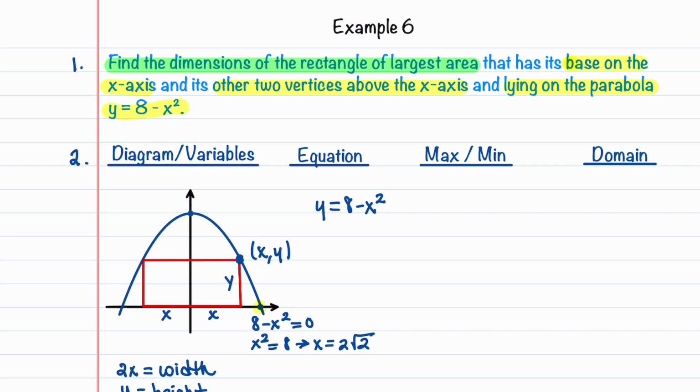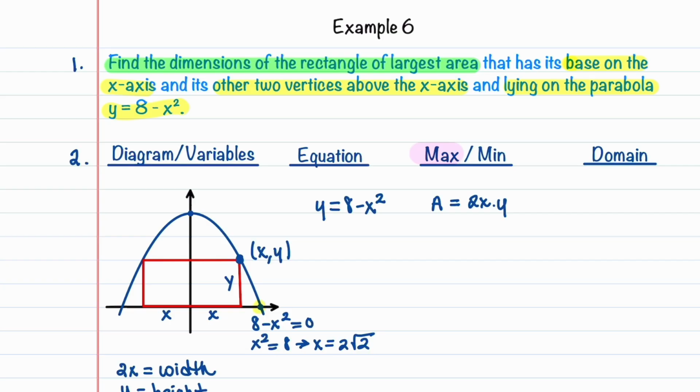We want to find the dimensions of the rectangle of largest area. So that means we want to maximize the area of the rectangle. So let's write down the formula for that area. A is equal to the length, which is 2x, times the height, which is y. So our area is 2xy.